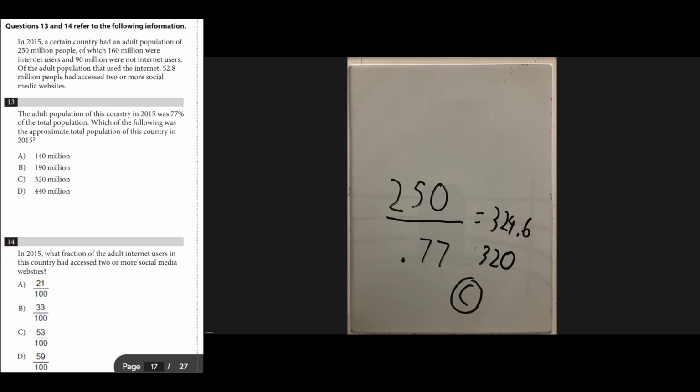All right, question 14. I'll give you a minute to solve it.